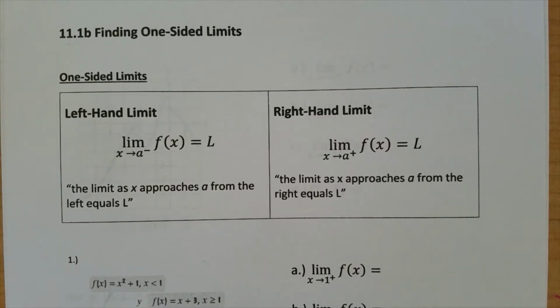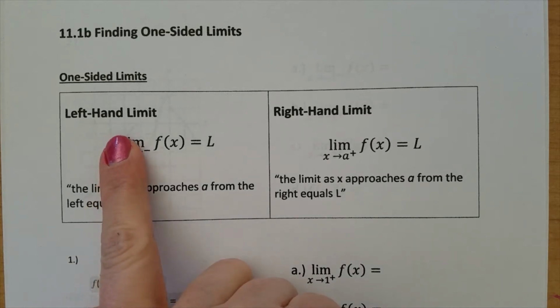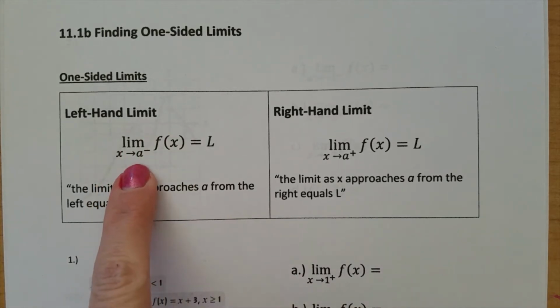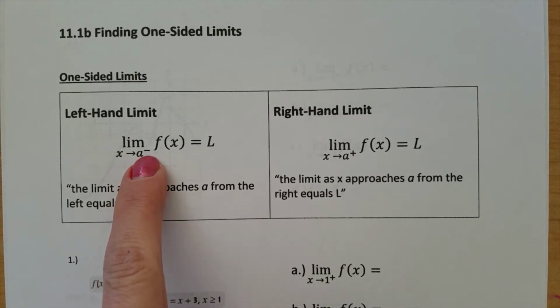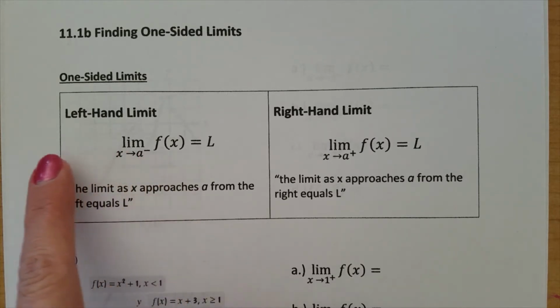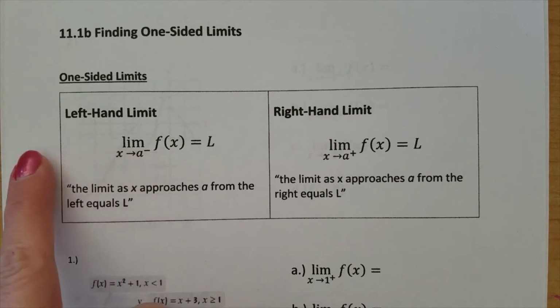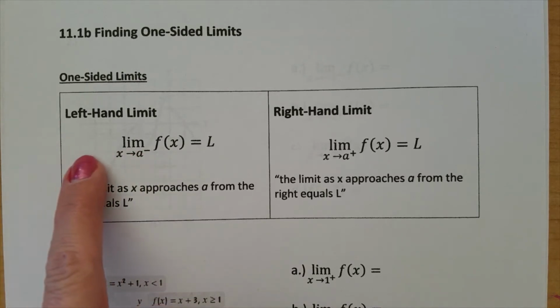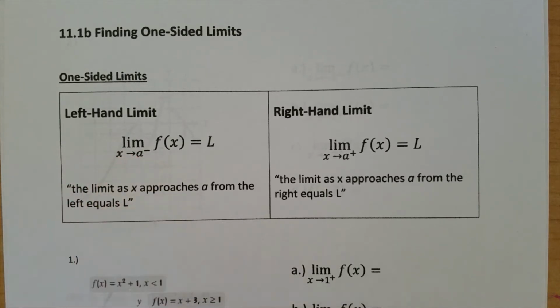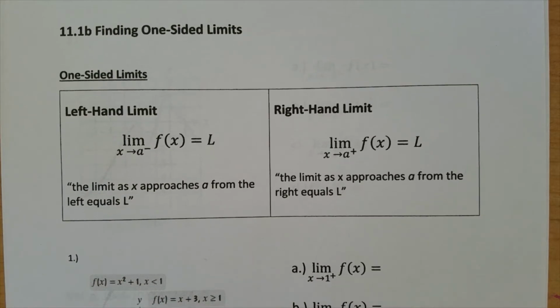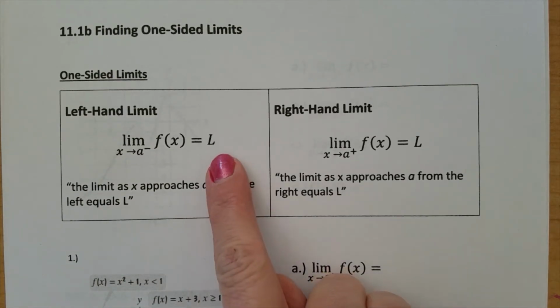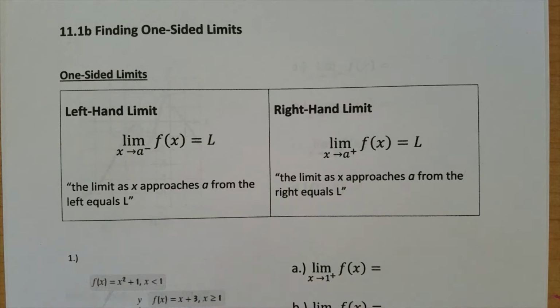Let's take a look at finding one-sided limits. Let's start out by talking about the left-hand limit. Notice by the A in the superscript, kind of like in the exponent place, you see a negative. That means we're looking at the behavior of the graph from the left of that A value. So in other words, we're coming up on that A value. We are moving left to right. We read it as the limit as x approaches A from the left equals whatever your limit is.